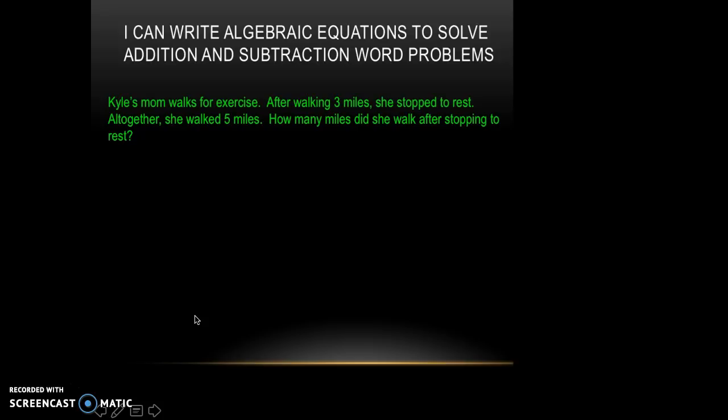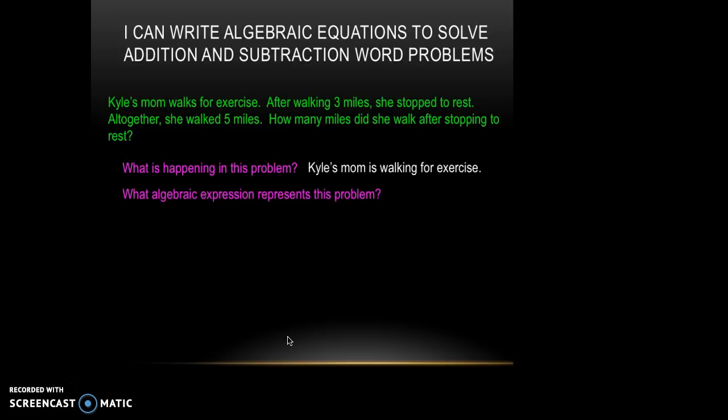Kyle's mom walks for exercise. After walking 3 miles, she stopped to rest. Altogether, she walked 5 miles. So how many miles did she walk after stopping to rest? So what is happening in this problem? Well, we know that Kyle's mom is walking for exercise. So what algebraic expression represents this problem?